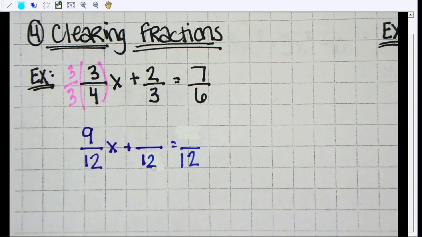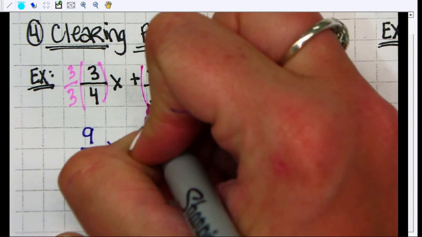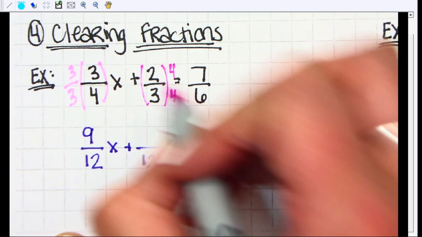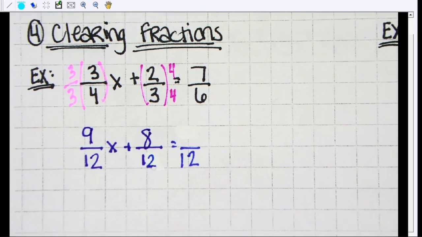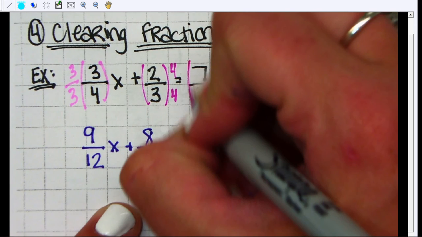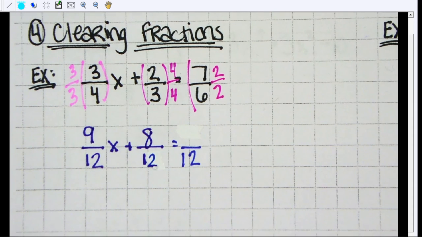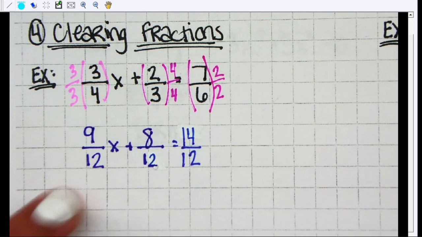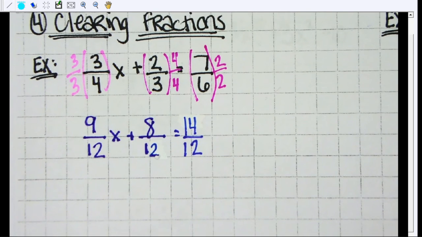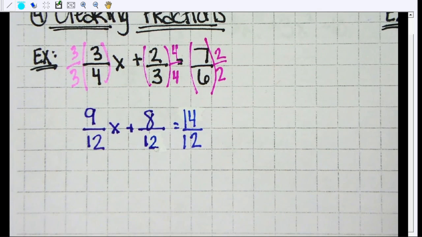All right, what are we going to multiply 2 over 3 by? 4. 4 over 4. So here I'm going to do 4 over 4. 2 times 4 is 8. Then what's the last fraction going to be? 2. So I'm going to multiply by 2 over 2. And I should get 14 over 12. How can I get rid of all of those denominators in one step? How do I clear all those fractions in one step?